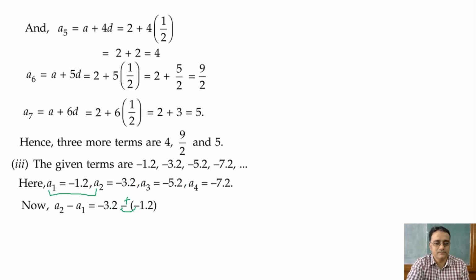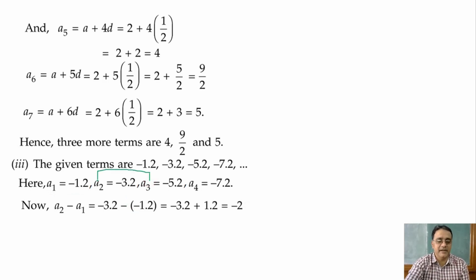Minus 4.4. ये सब plus हो गया देखो. Minus 2.0. That is minus 2. Clear? Yes, sir. Now we'll subtract these two. ये दोनों subtract करेंगे. So minus 5.2 minus of minus 3.2.